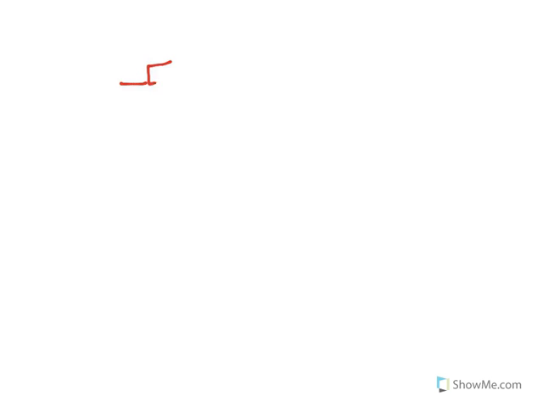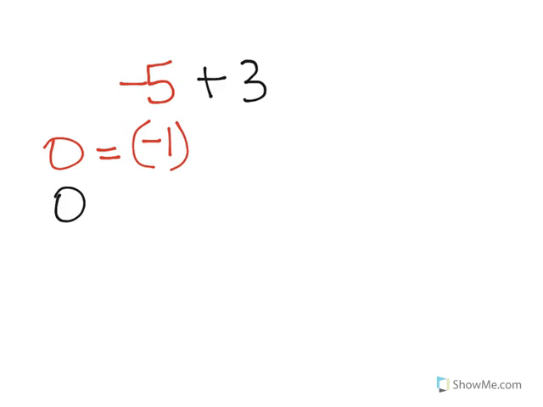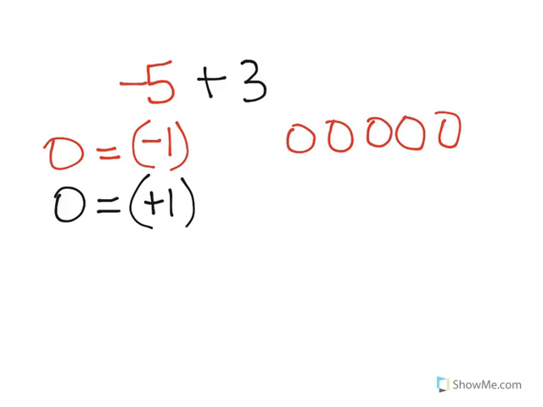This time, let's try the opposite. -5 plus 3. All right, well, I'm going to use the circles. Remember, the red represents the negative, and the black represents the positive one. So here I have 5 negatives. 1, 2, 3, 4, 5. And I have 3 positives.